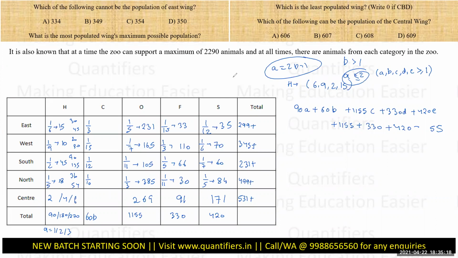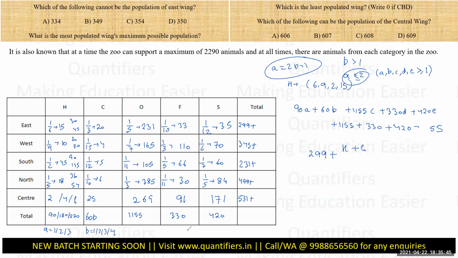Okay. Now, let's see question one. Which of the following cannot be the population of East Wing? East Wing is 299 plus herbivores plus carnivores, right? So carnivores are a minimum of 24, 5, 6, 24, 29, 35. So the remaining is 25. And B can be 1, 2, 3, 4.